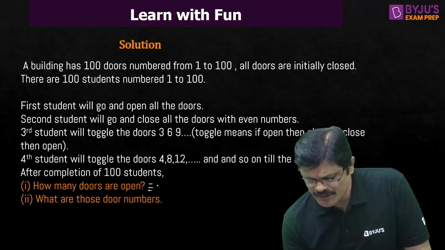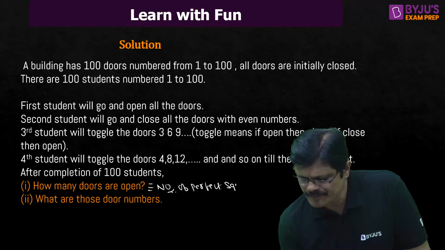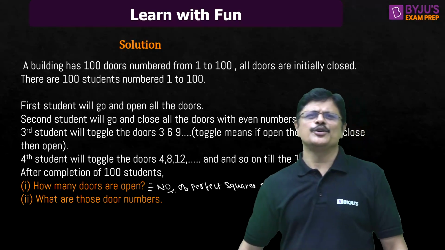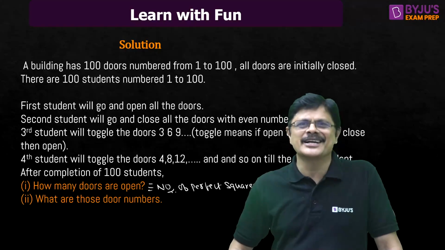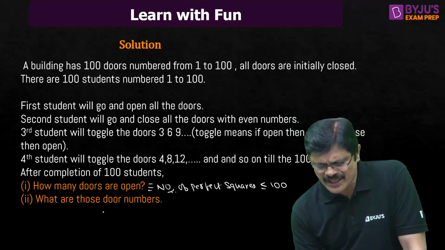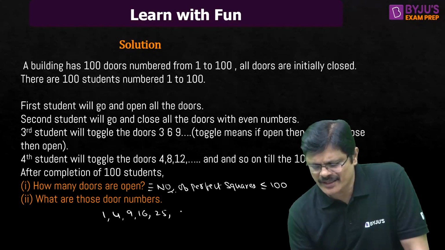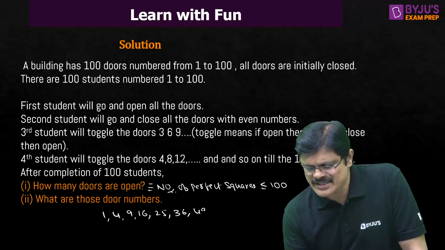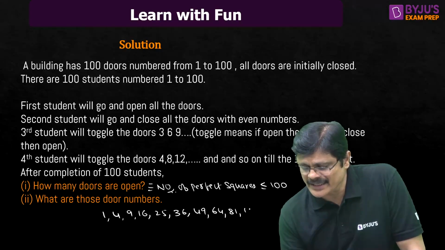That is equal to the number of perfect squares less than or equal to 100. You can just do root 100 and you will get the answer, my dear friends. And what are those numbers? Write down 1, 4, 3 square, 4 square, 5 square, 6 square, 7 square, 8 square, 9 square, and 10 square.